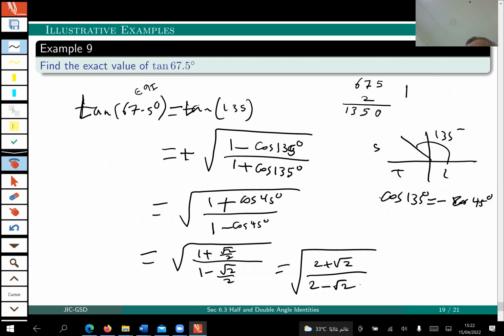And if you want to simplify it more, you multiply it by the conjugate. And that will become 2 plus root 2 whole square, because it's the quantity times itself. And here you will have 2 on the bottom. And that's the best you can reach.